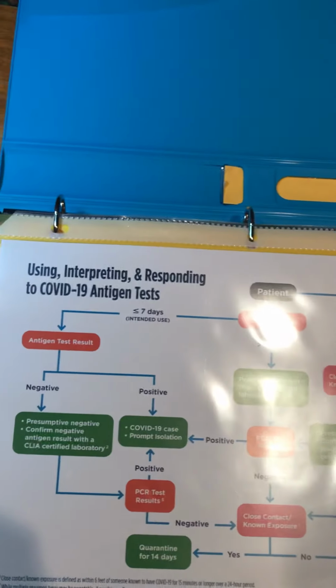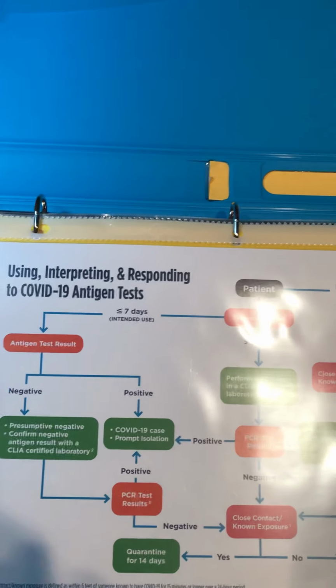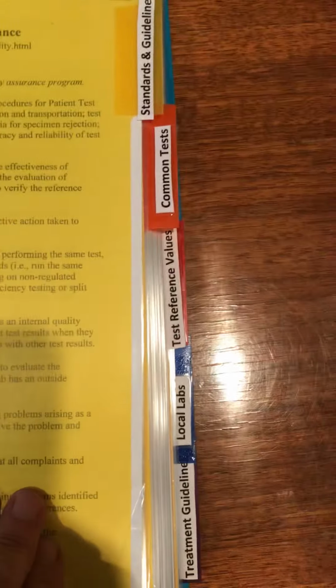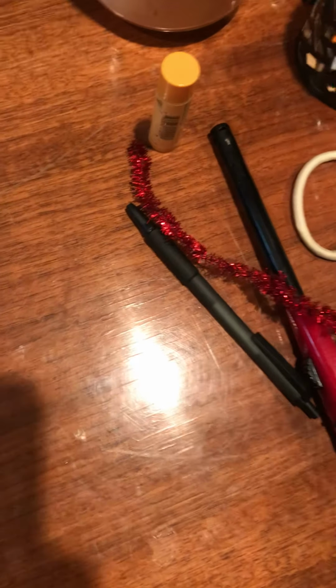So first I have here about COVID, an algorithm regarding interpreting COVID tests and what to do when. So I thought that would be a good first page. I do have tabs here. I find that I need more really wide tabs. Some of them I have kind of get lost in there and aren't therefore really that useful.